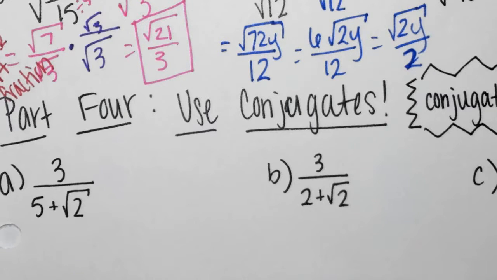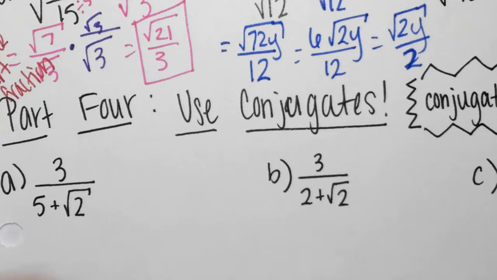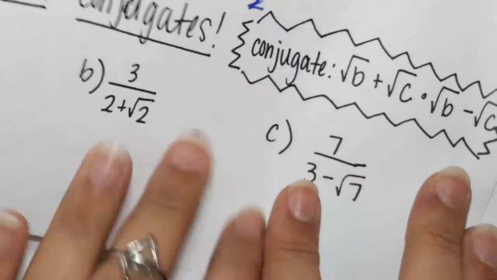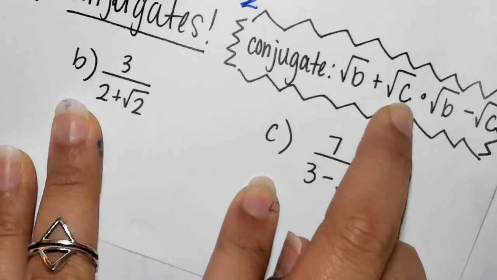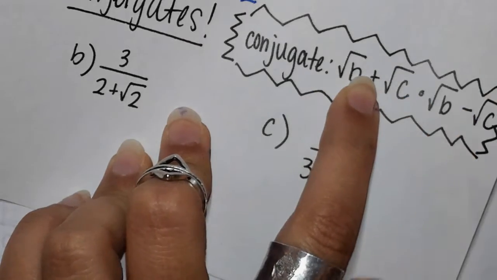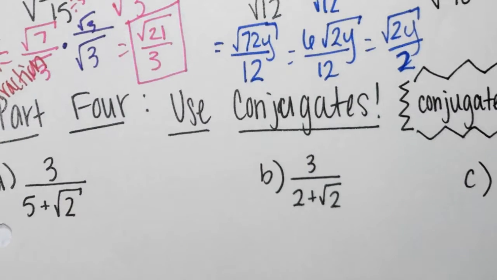Alright, so we know to rationalize whenever we have just a square root in the denominator, correct? But what happens if you have a number plus a square root? You have to use the conjugate, and the word conjugate means the opposite. So if you have the square root of b plus the square root of c, you would have to multiply it by the opposite. The opposite of plus is minus. That's all you have to do.